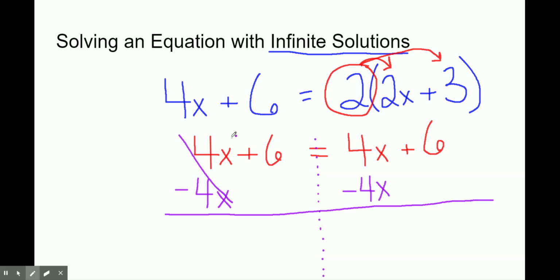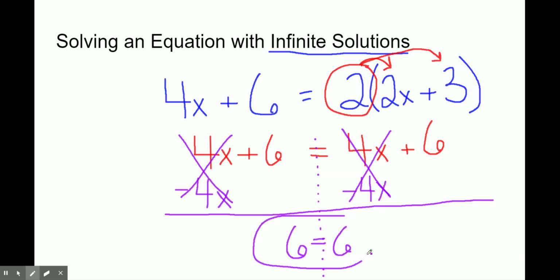4x minus 4x cancels out. And on the right side, the same thing. We have 4x minus 4x is equal to 0, so it cancels out. So we're going to bring down what we have left, which is 6 equals 6. Now, this here is a true statement. 6 is equal to 6.